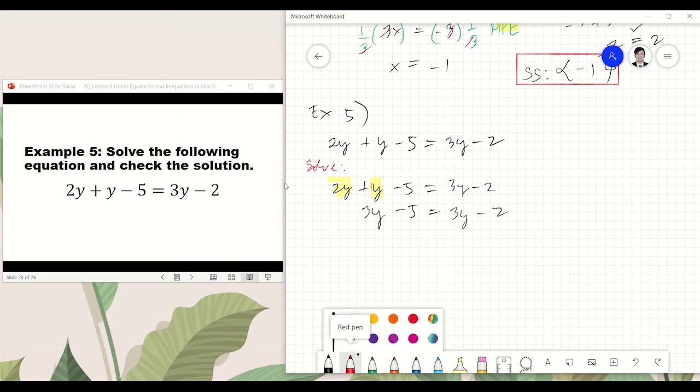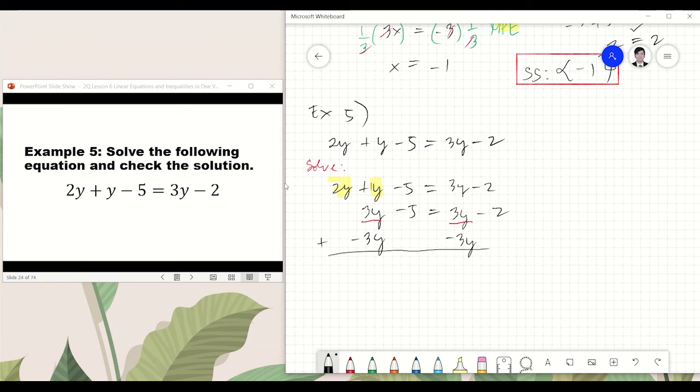At pareho sila ng first term. Kung magkapareho sila ng first term, exactly the same ha, hindi pwedeng yung isa positive, yung isa negative. Dapat eksaktong pareho talaga sila. 3y, 3y din dito. Ibig sabihin nito, magiging 0 siya. Bakit? Kasi kapag mag-a-add tayo ng negative 3y sa both sides, diba? Whatever you do on the left, do on the right. So, kung mag-a-add tayo ng opposite ng 3y, which is negative 3y, magiging 0 siya. So, yung matitira na lang, negative 5 dito, negative 2 sa right side.